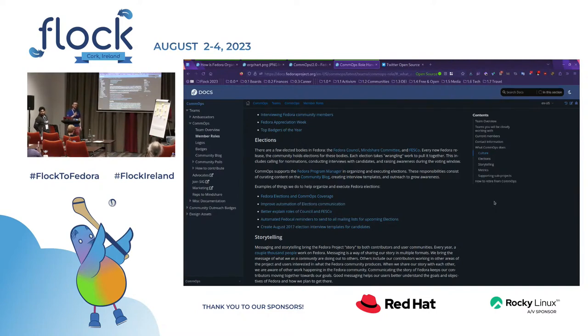Someone else who couldn't be here from Flock, even though he's been in Fedora for so long, and he's literally just on the other island adjacent to us, but visas.